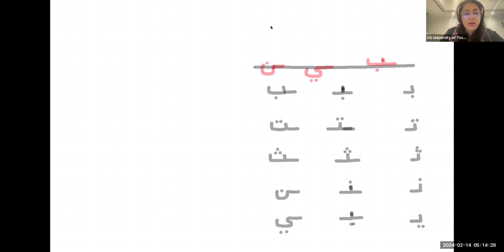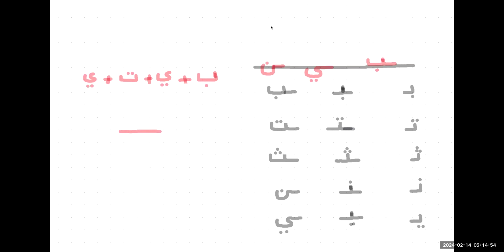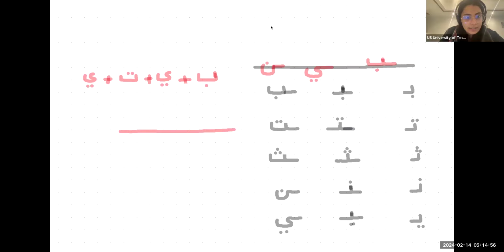Okay, and I saw also one thing. For example, you had to connect these letters also from the homework. So you had to connect these letters, ba plus ya plus ta plus ya again. So let's say this is the line, and this is the other line. And I'm gonna write in between the lines.